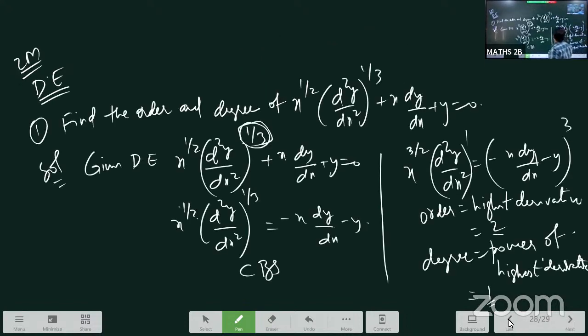Sir, you said fractional power, but here x power 2 by 3 is having fractional power. I said you cannot have a fractional power to dy by dx. That's all. Is it clear?